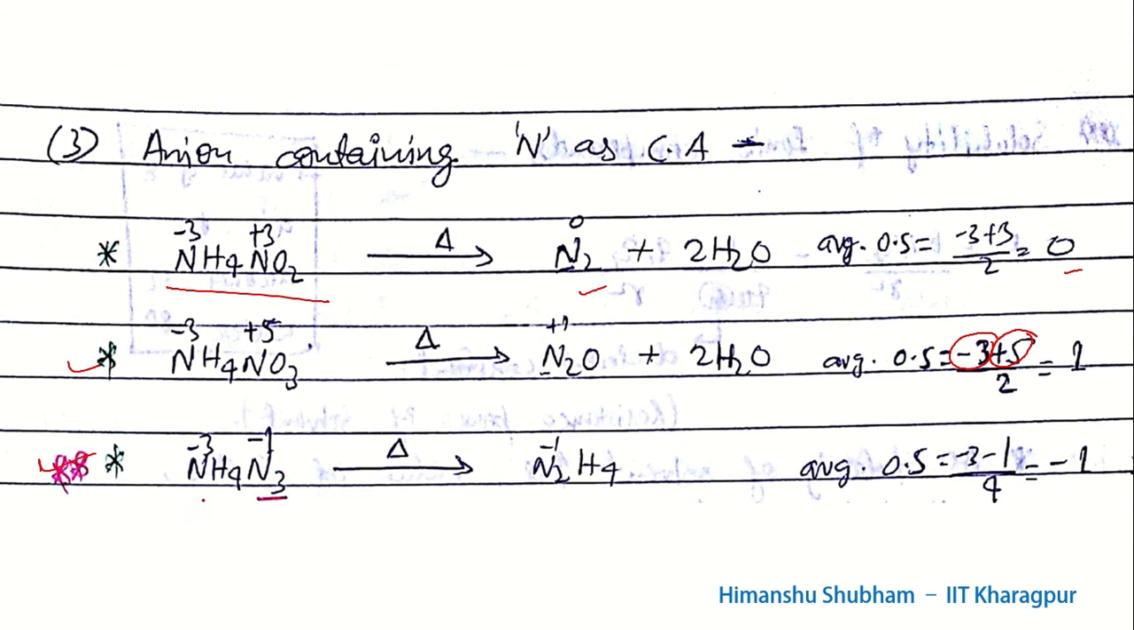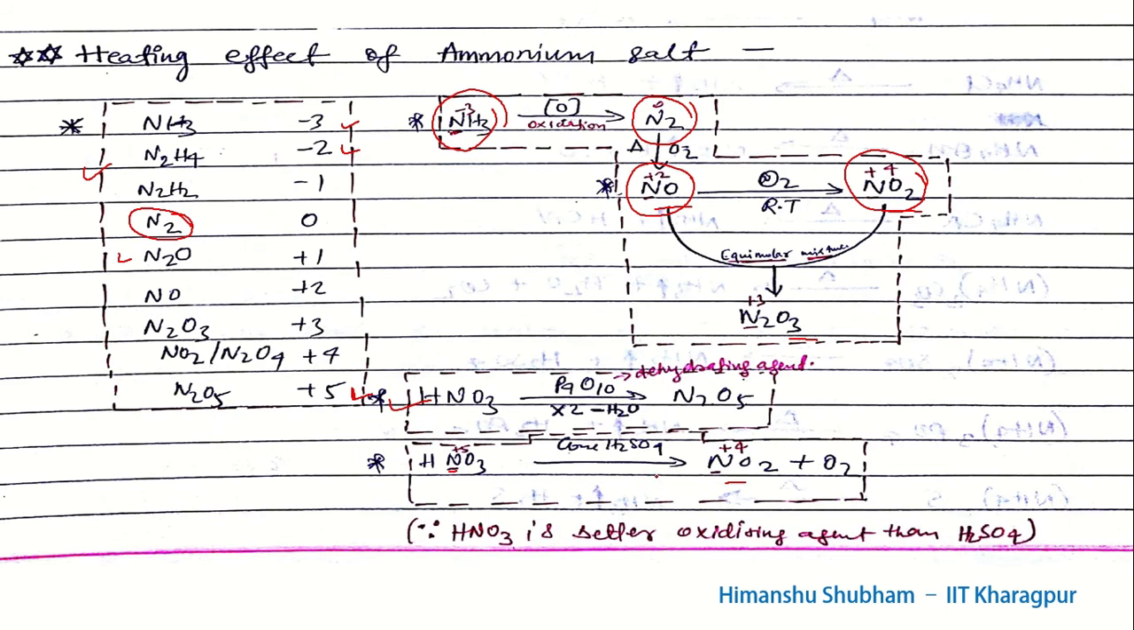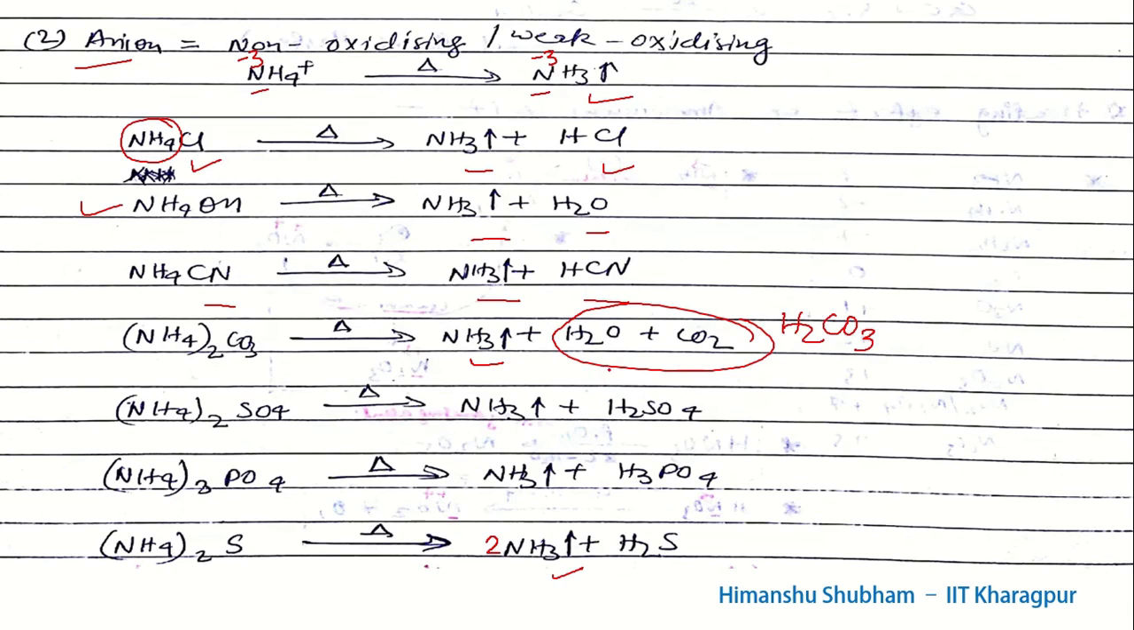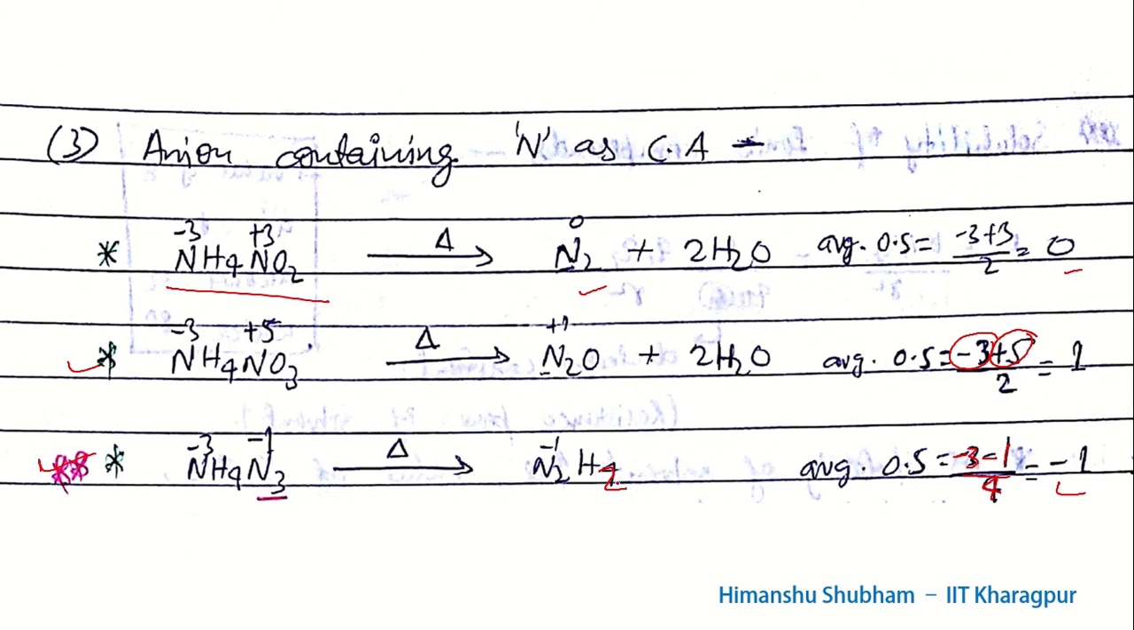And similarly, in the third case, we'll see that in the cation part, nitrogen has a -3 oxidation state, and in the anion part, nitrogen has a -1 oxidation state. So we will take the average, -3 plus -1 divided by 4, where 4 is the number of nitrogen atoms here. So the average will come out as -1. So let us look for the compound in which nitrogen has a -1 oxidation state. It's N2H2. So in the product, we will see N2H2 here. We can write 2 moles of N2H2 to balance out the reaction.